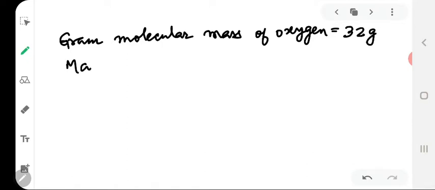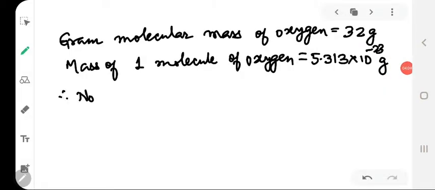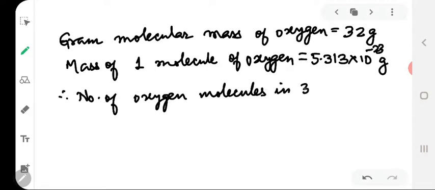Now, mass of one molecule of oxygen is equal to 5.313 into 10 to the power minus 23 gram. Therefore, the number of oxygen molecules in 32 gram of oxygen, how can we find it out?